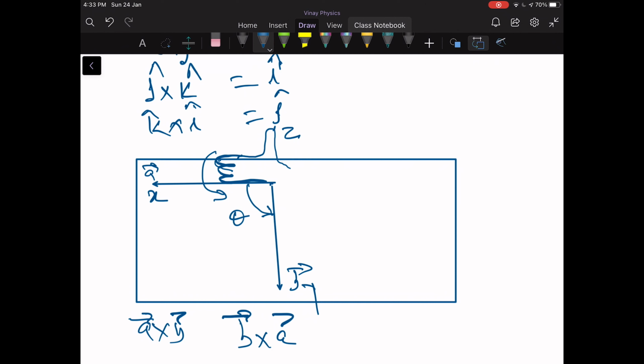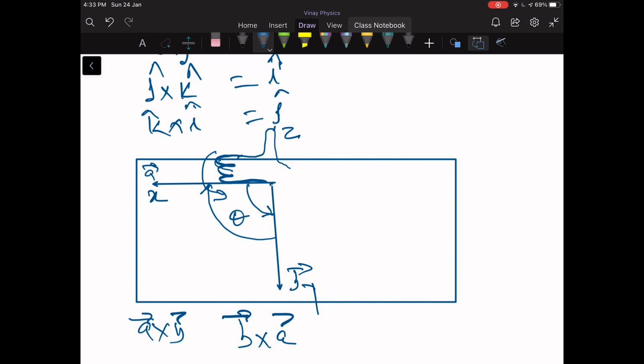If we want to do B cross A, we have to put our thumb downwards. If we put our hand on vector B and want to measure the direction of the angle like this, that is one way. So then we know the direction would be downward, which will be opposite to z.